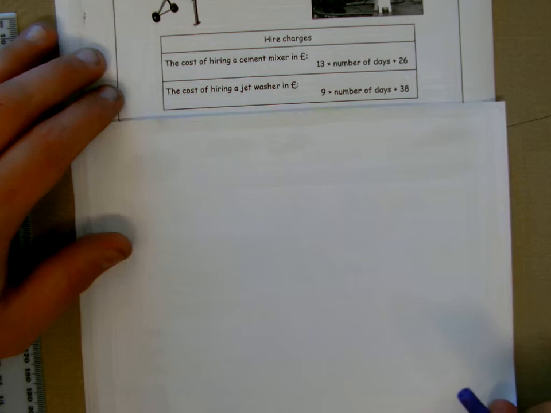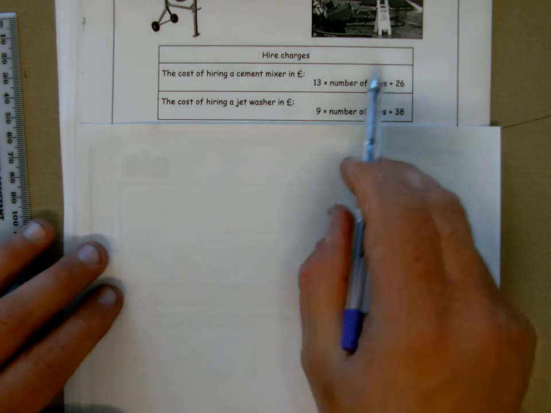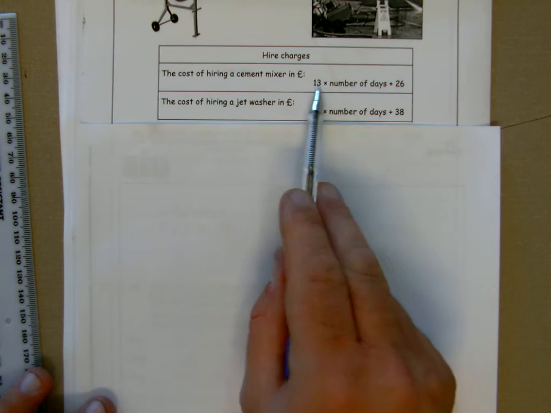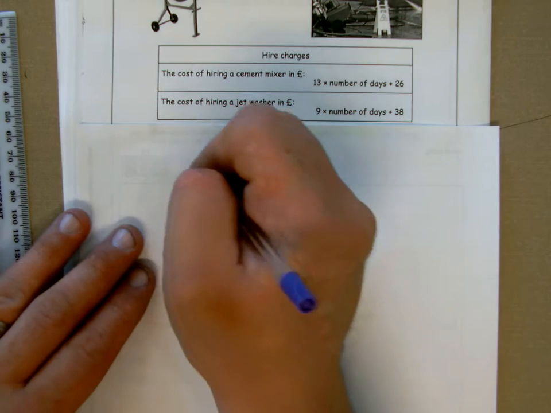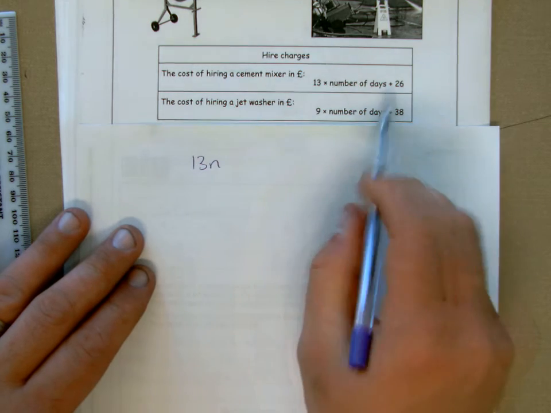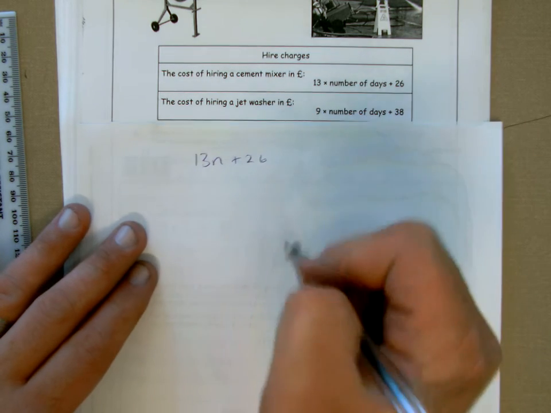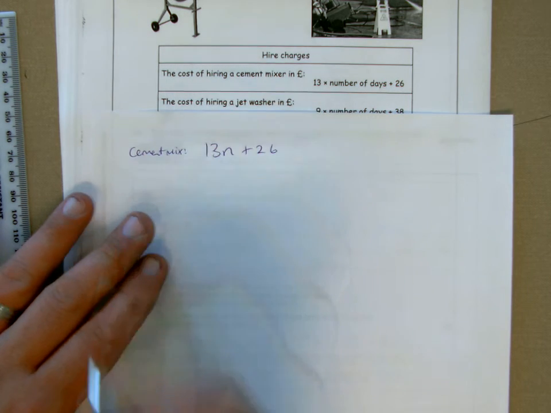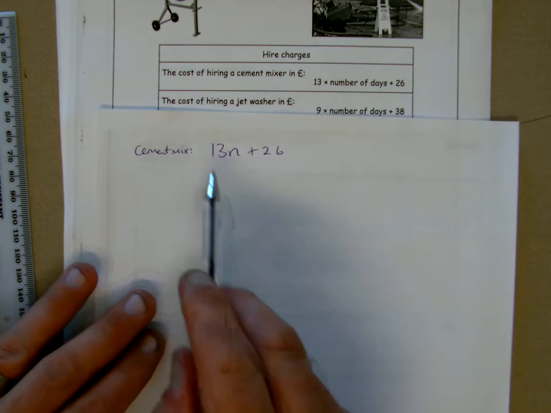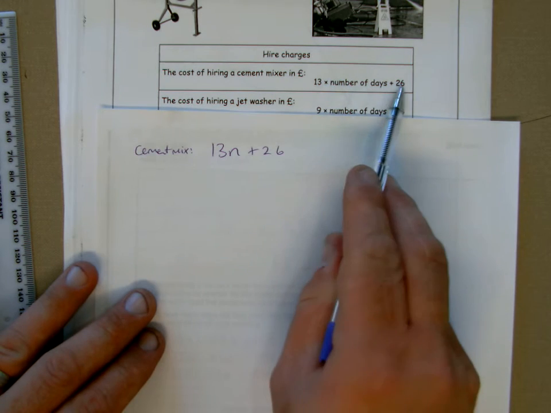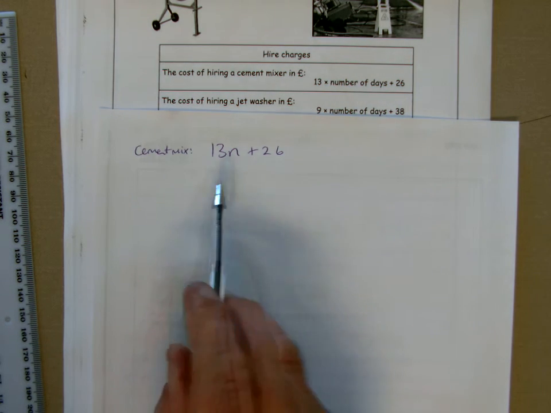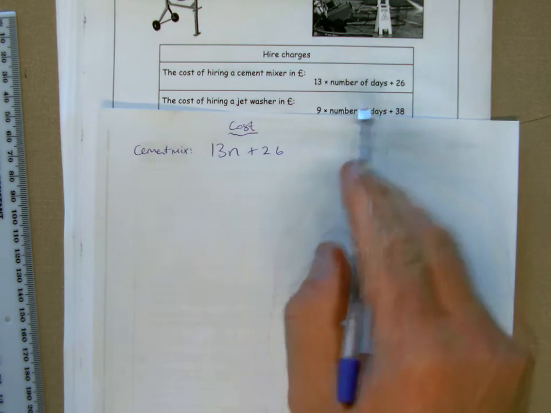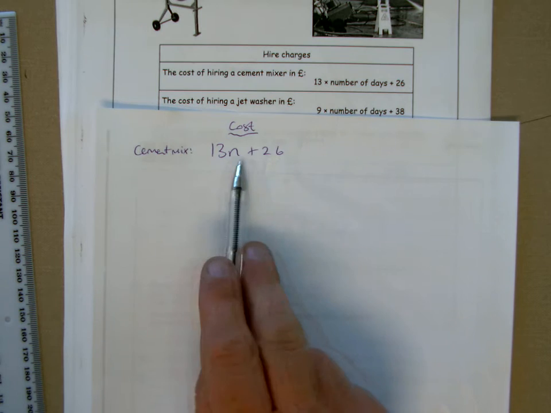Suppose we think of this in terms of algebra. If we call the number of days n, there we'd have 13 times n, or 13n plus 26. That would be for the cement mixer. That would be the formula for it, 13 times the number of days plus 26. And that would be the cost, don't forget. So we're talking about cost here. 13 times the number of days plus 26, so 13n plus 26.